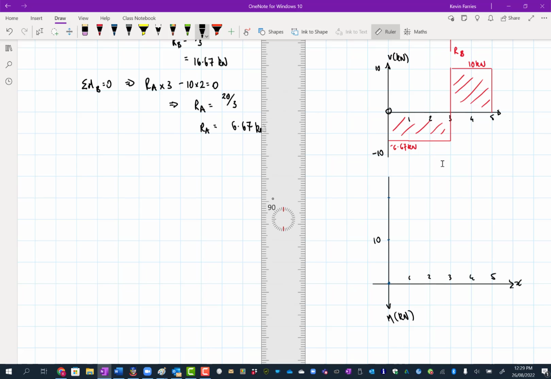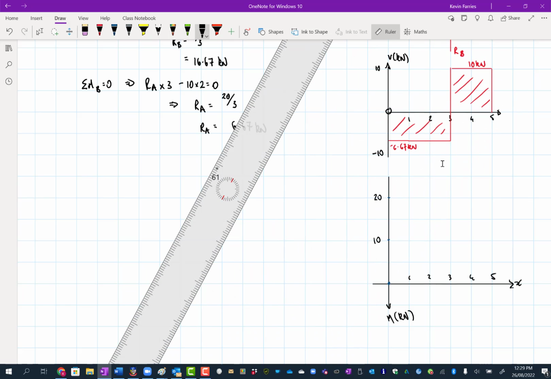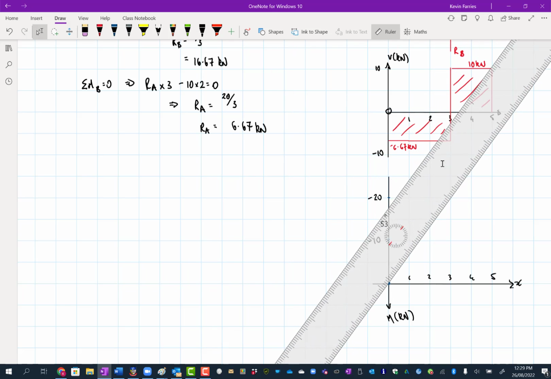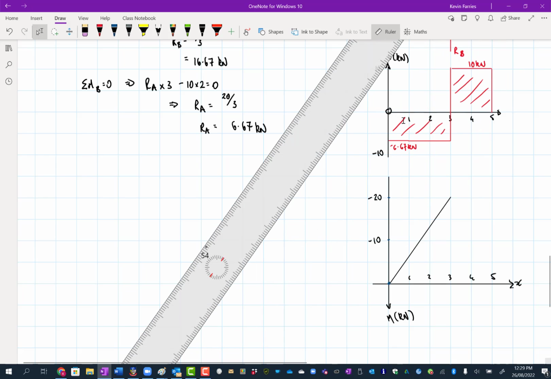So 10, 20, we'll just see if I've got enough space on my diagram. Now just be careful, it's a moment diagram, so they're negative. So 30. And we know that it's a straight line because it's a rectangular shear force diagram. Each time I go 2 meters, it's going to be the same, so it's going to be a straight line. Whereas if this was triangular, the area would keep changing, so the amount the bending moment diagram changes would also be changing, and that's how you end up getting a curve.